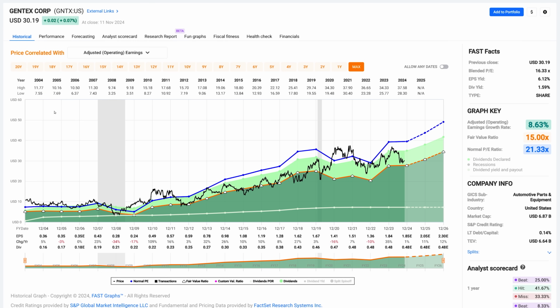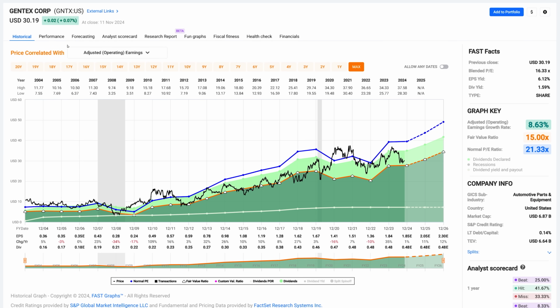Now, historically, that's not out of the question because the market has put it at a PE ratio in that range numerous times. The question is, do you trust it? Now, it's a nice company. It has almost no debt. It does pay a dividend. It hasn't grown the dividend for the last several years. It's not expected to. It's auto parts and equipment.